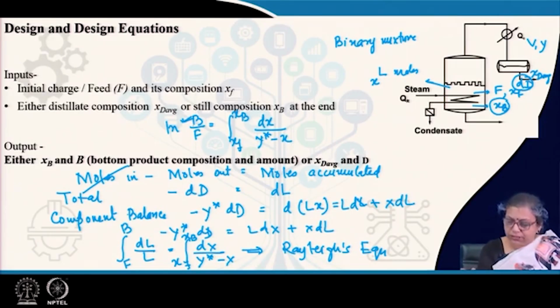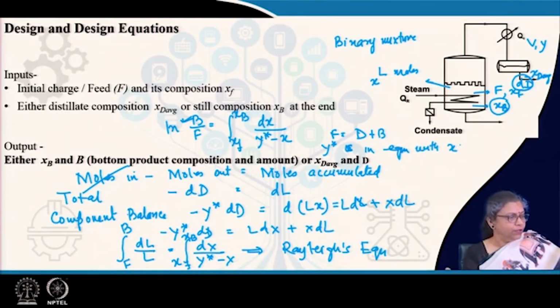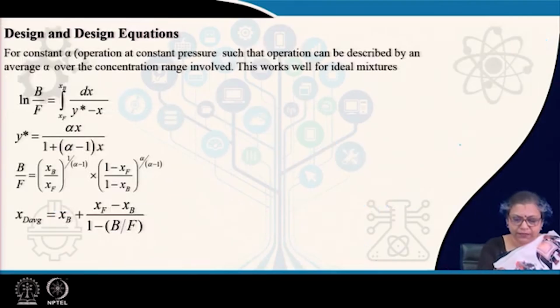Even if we can find out D also from the overall material balance, quite naturally F equals D plus B for the entire time interval, we can find it out. But for finding this out, we need to perform this particular integration. And it is important to remember that when we try to design any operation, we assume ideal cases. So, under ideal cases, this y star is in equilibrium with the x at that instant of time. So, now, this is the equation.